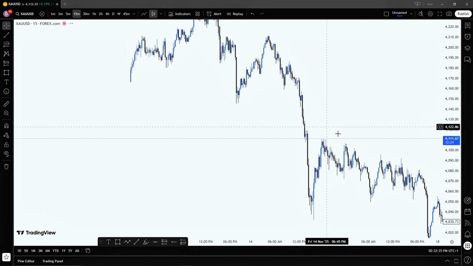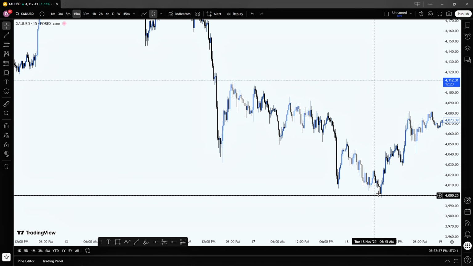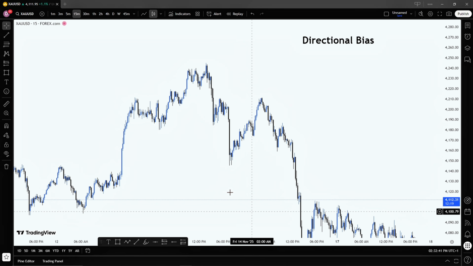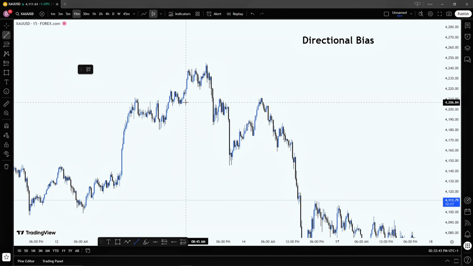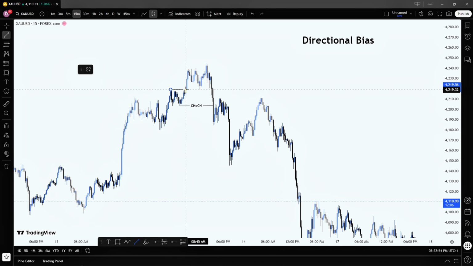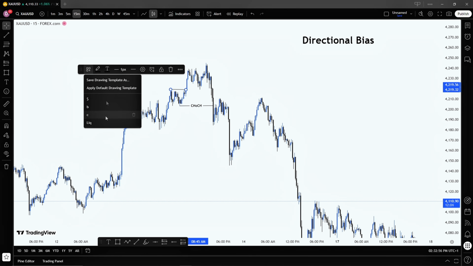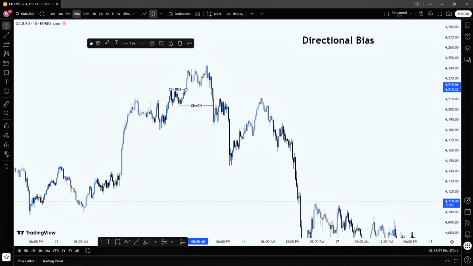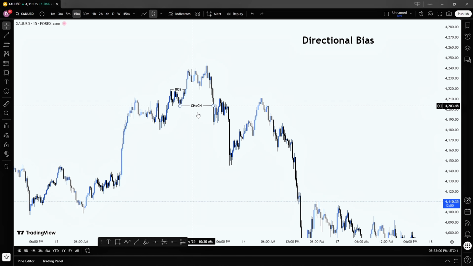Now, overall, since I have that level marked out on a weekly time frame, I was not looking out for sells. The first sell that happened was after this change of character, which is price breaking past this very low right here. On breaking past the very low, this is a change of character. But on breaking above it, this is a break of structure to the upside, confirming that this market was still bullish at that point, but now it has given a change of character.